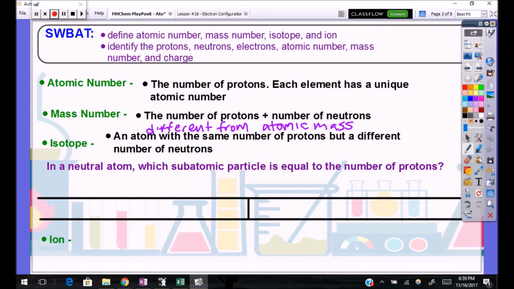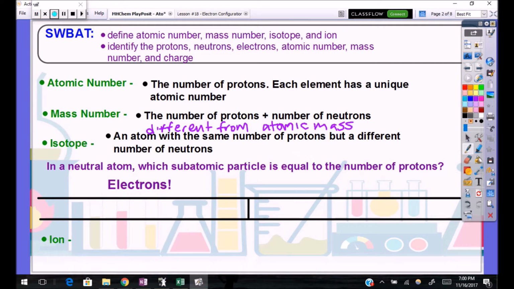So, quick question, hopefully you remember, but in a neutral atom, which subatomic particle is equal to the number of protons? Hopefully you said electrons. Yes, if it is neutral, there's a balance between the number of protons and electrons. Not to be confused with protons and neutrons. Sometimes protons and neutrons can be equal, but that's not the defining factor of a neutral atom.